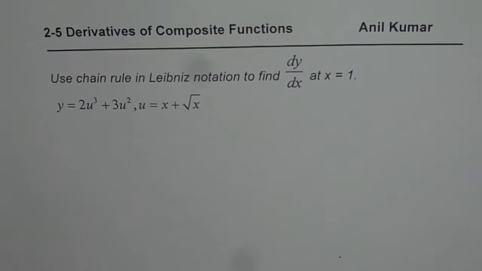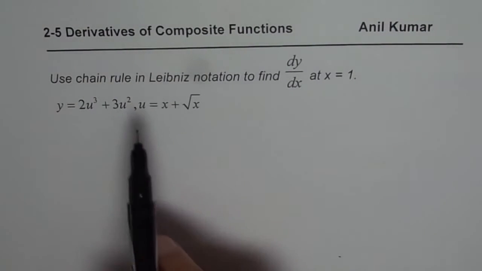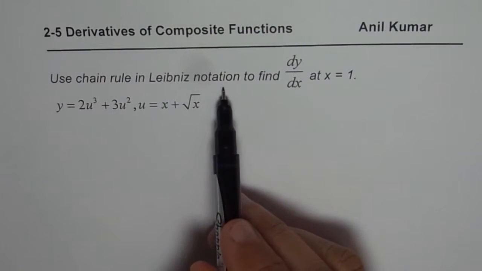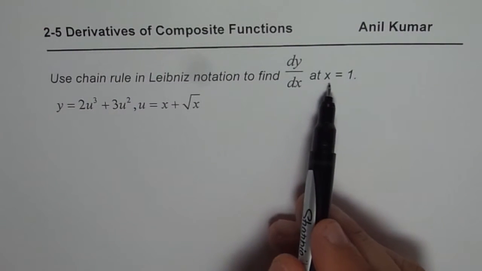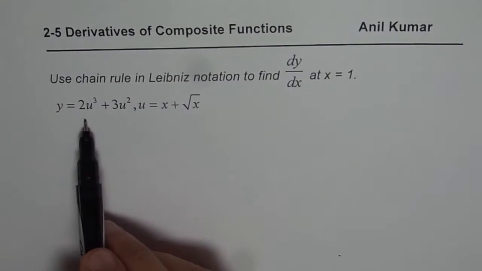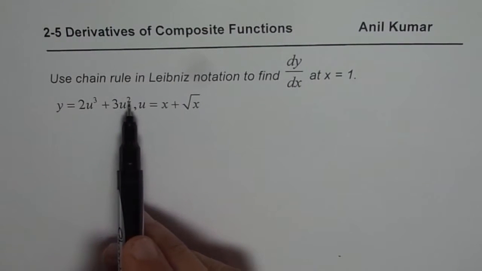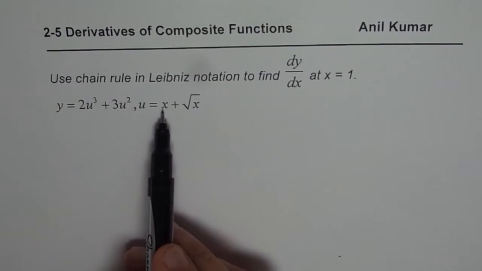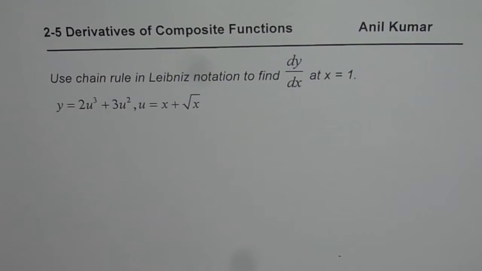I'm Anil Kumar, and now let us discuss how to evaluate the derivative of a composite function. So the question here is, use the chain rule in Leibniz notation to find dy/dx at x equals 1 when y equals 2u cubed plus 3u squared and u is equal to x plus square root of x.